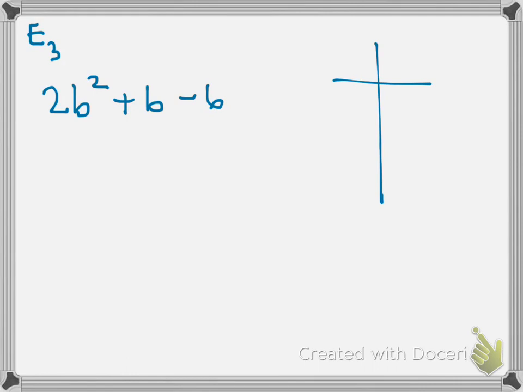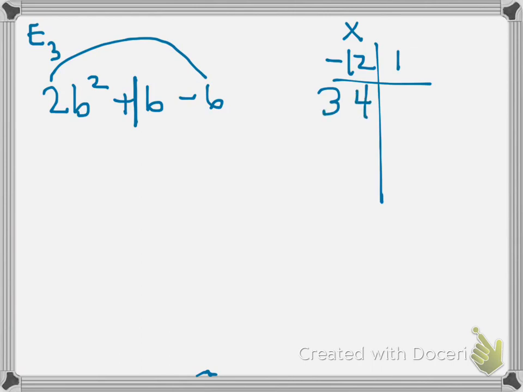Okay, 2b squared plus b minus 6. This is a b and that's a 6. Okay, so I'm going to do my chart. 2 times negative 6, negative 12. And there's a 1 here, right? Things that multiply to give me negative 12 and add to give me 1. Well, they're going to be 3 and 4. And it's going to be 4 minus 3. These multiply to give me negative 12. They add to give me 1.